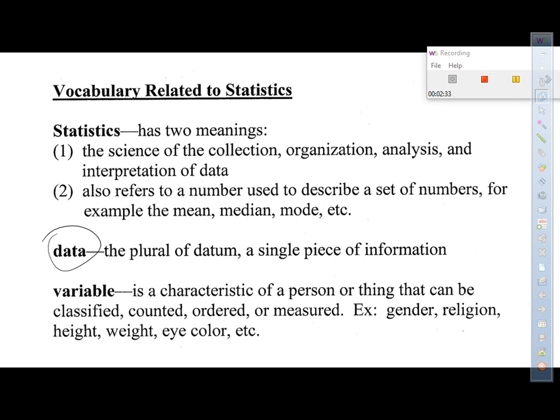Now, variable is one you're going to hear me talk about a lot today. A variable is a characteristic of a person or thing that can be classified, counted, ordered, or measured. You're going to hear me say that three or four times today. It's called variable, sometimes variable of interest. Why are we doing this? What are we trying to get out of this? Can we classify it? Can we categorize it? So, once again, pause the video if you need. Get those written down. Take a picture of it, whatever you need to do.